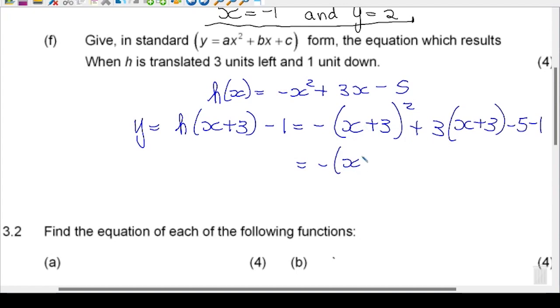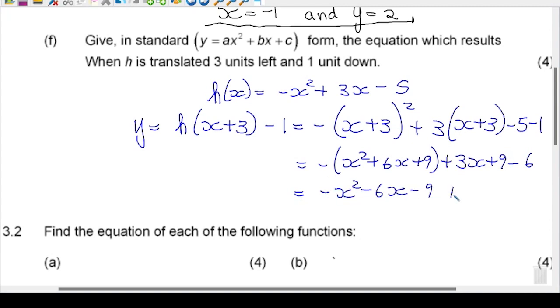Squaring a binomial is something we do often. x squared plus 2 lots of 3x is 6x plus 9, plus 3x plus 9, minus 5, minus 1, and now we can get our final answer, negative x squared. We actually get minus 6x minus 9.